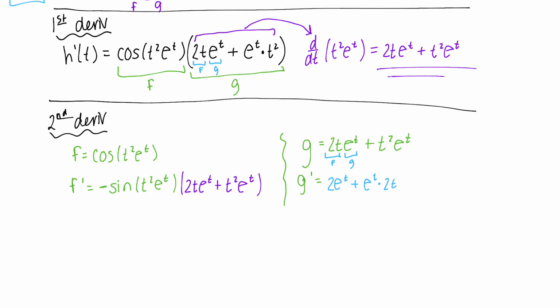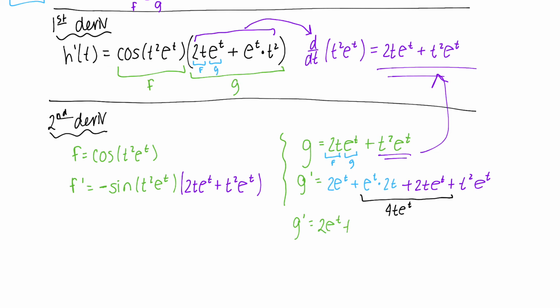And then this derivative, so that's the derivative of that. This derivative is right up here. So plus 2t e to the t plus t squared e to the t. And this can actually combine together a little bit because these are both 2t e to the t's. So these together would make 4t e to the t because there's 4 of them. So you could make your g prime a little bit nicer. 2 e to the t plus 4t e to the t plus t squared e to the t.